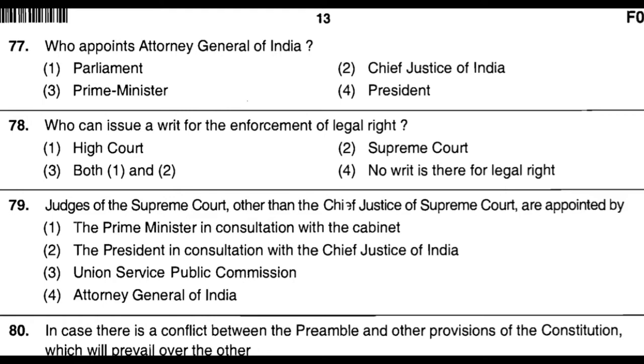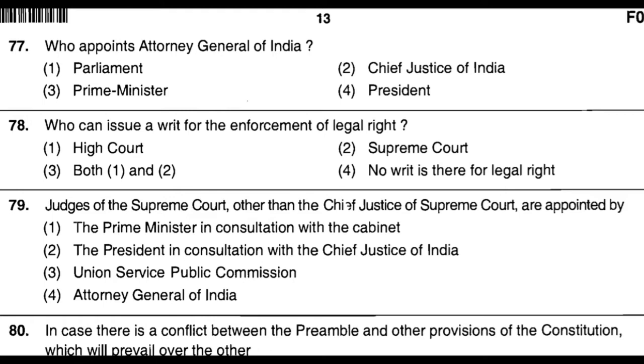Now question 78. Who can issue a writ for the enforcement of legal rights? Option number 1, High Court. Option number 2, Supreme Court. Option number 3, both 1 and 2. Option number 4, no writ is there for legal rights. And the correct answer is option number 1, High Court.